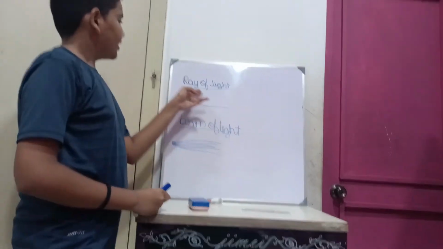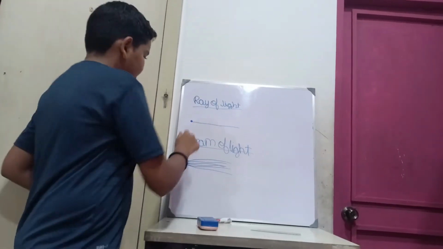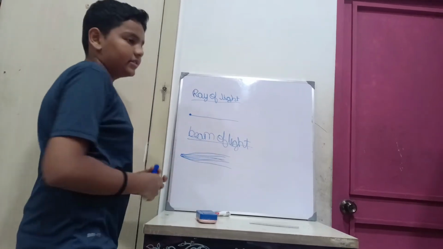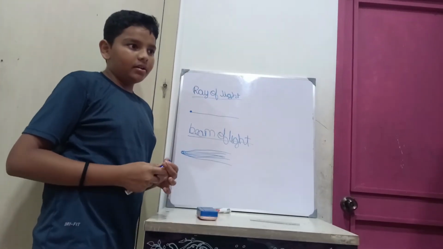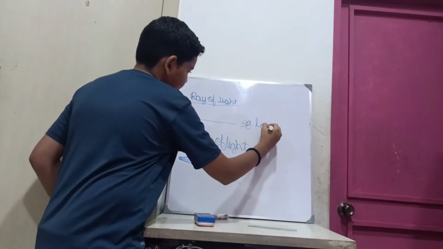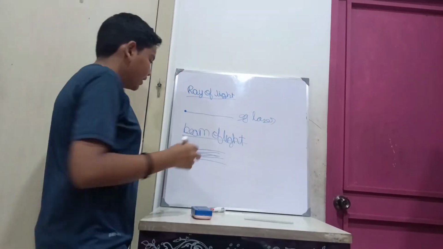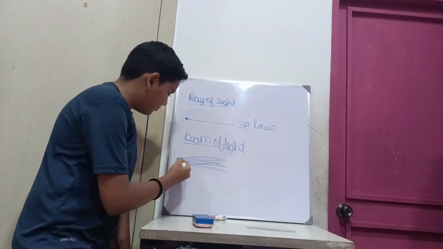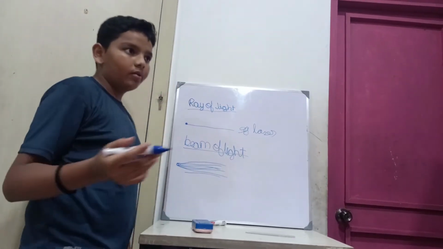So we're going to see a ray of light. Ray of light means just a single light, for example, a laser and torch pointers. They are all rays of light. And a beam of light has many lines, one or more than two.